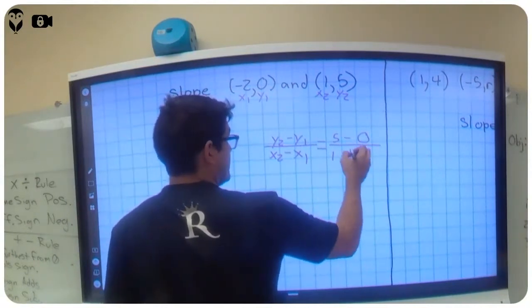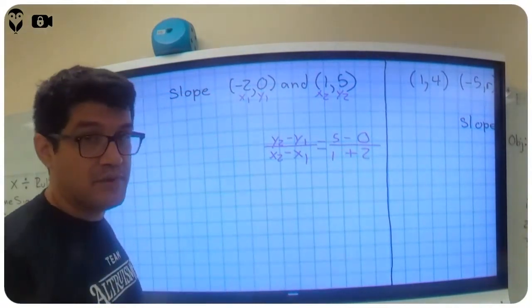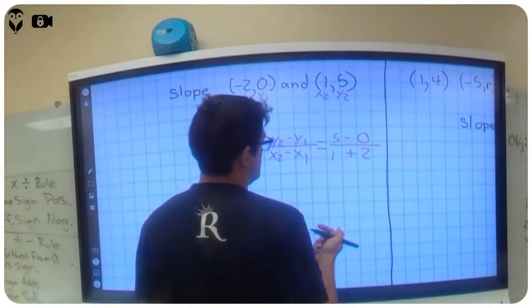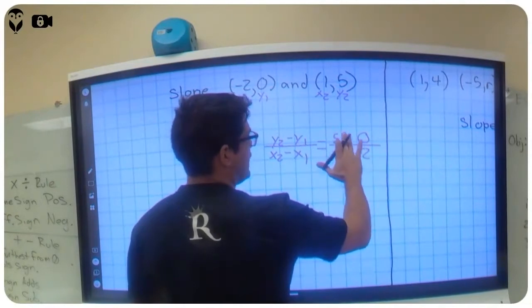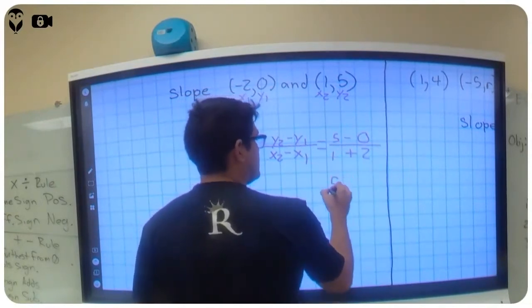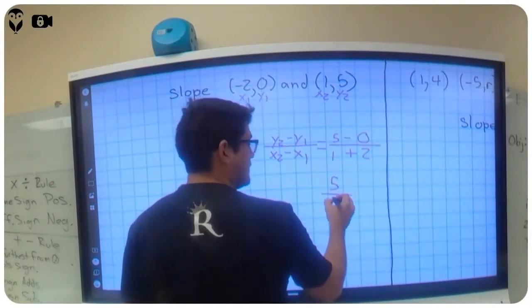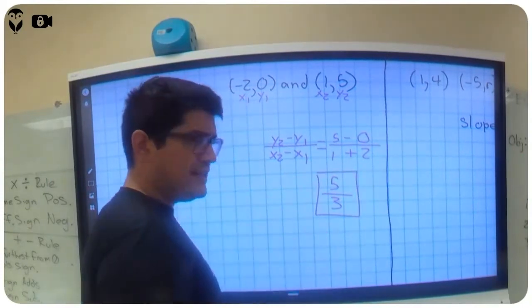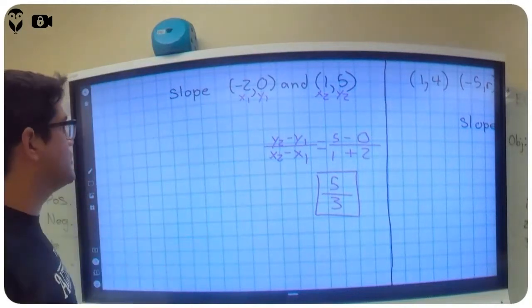Now, when one number has 2 signs in front of it, if it's 2 minuses, it's going to make a plus. But you have to change it. You don't want to be left there with 2 signs. It'll throw you off. So now we just do 5 minus 0. That's 5 on the top. And 1 plus 2, that leaves you a 3 on the bottom. There's your slope. Not that bad. You just have to put the right numbers in the right location.